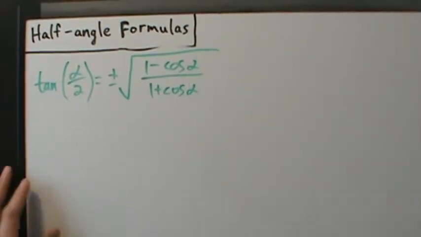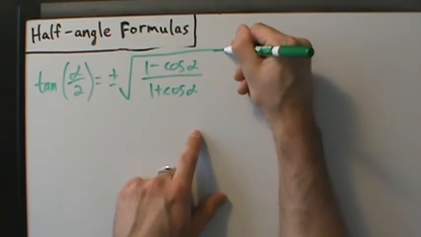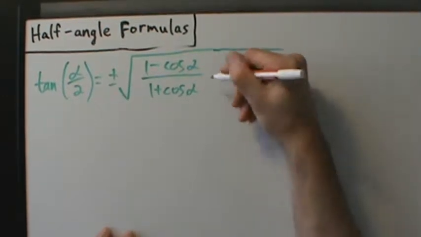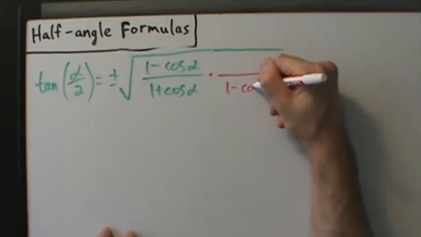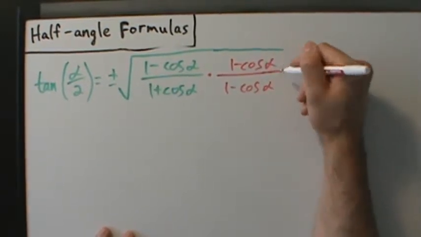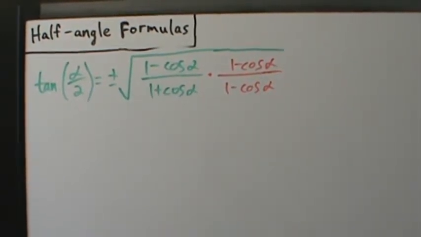Now what we're going to do is, inside of the square root, multiply the top and the bottom by 1 minus cosine of alpha. Okay. Now what's that going to do for us?